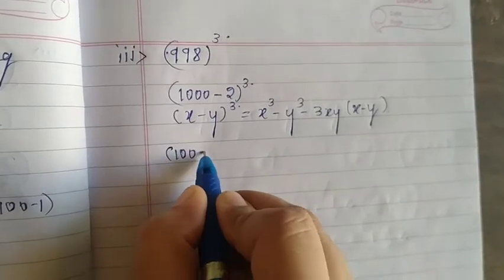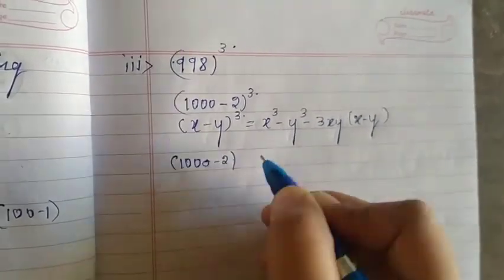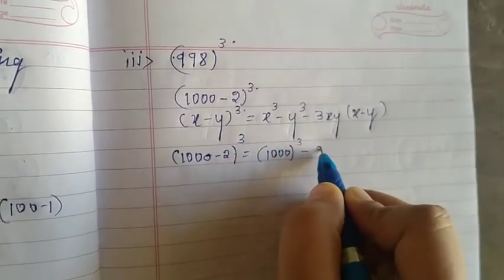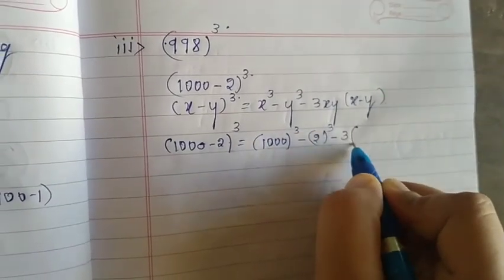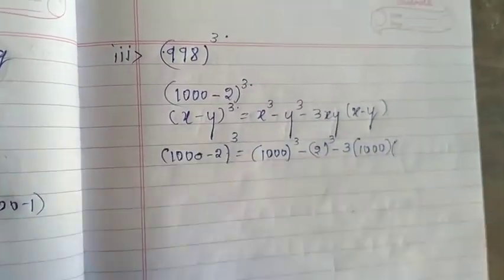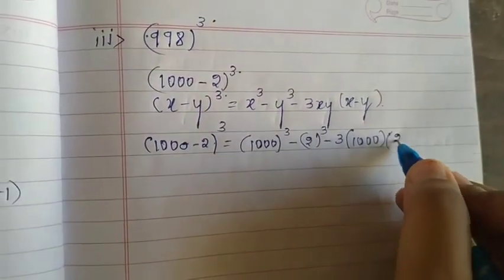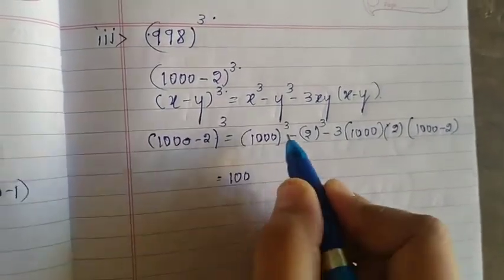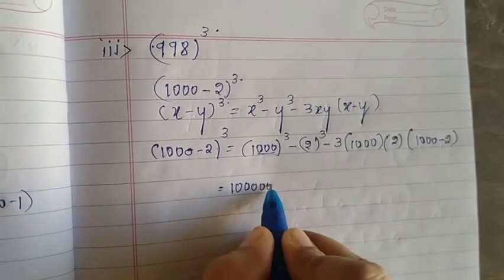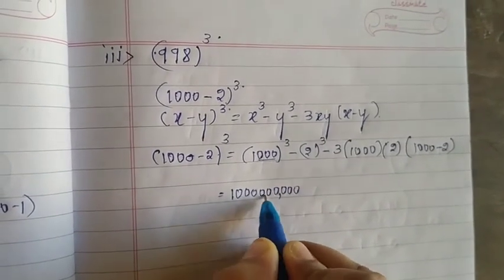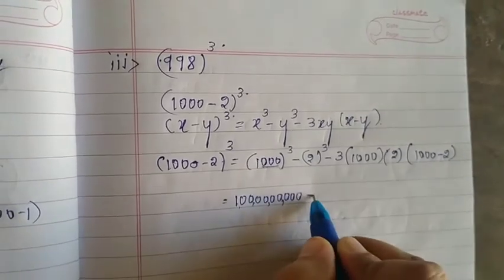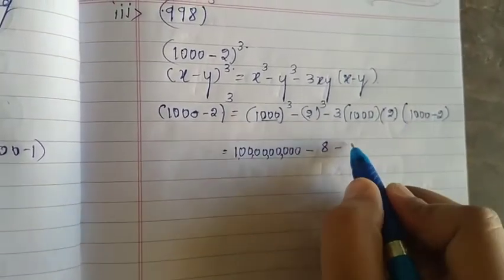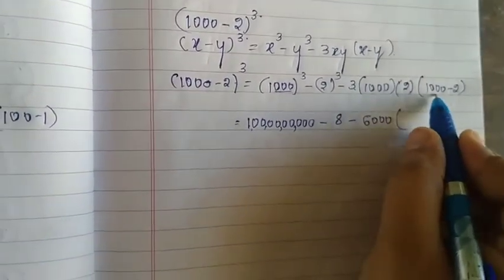So here you can see 1000 minus 2 the whole cube will be equal to 1000 the whole cube minus 2 the whole cube minus 3 into 1000 into 2, into 1000 minus 2. So here you can see 1000 cubed, that will be 100 crores, right? So minus 8 minus 3000 into 2, which is nothing but 6000.